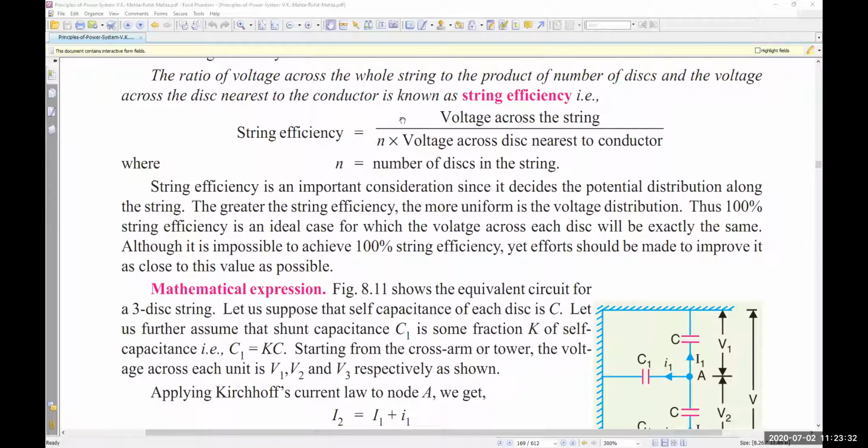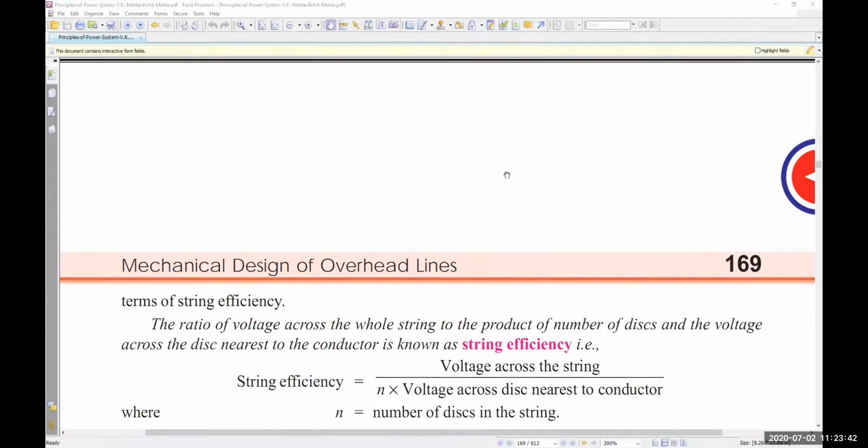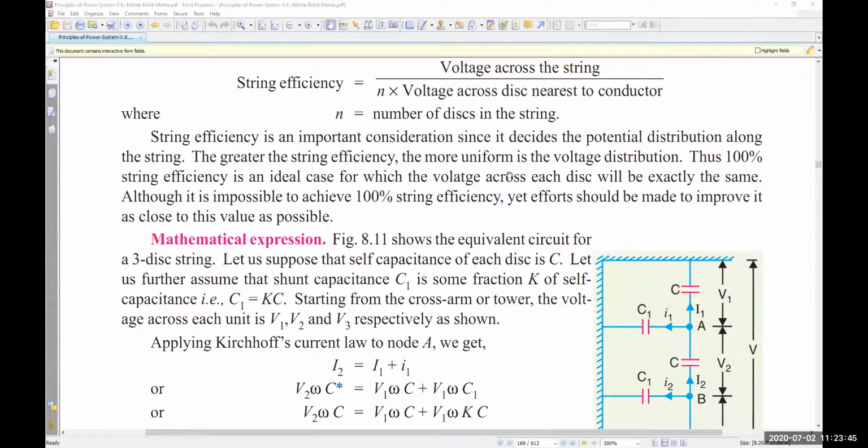Excuse me, sir. May the voltage across the disc nearest to the tower be bigger? Which one can happen? No, it cannot happen. It never happens unless you try to make it.